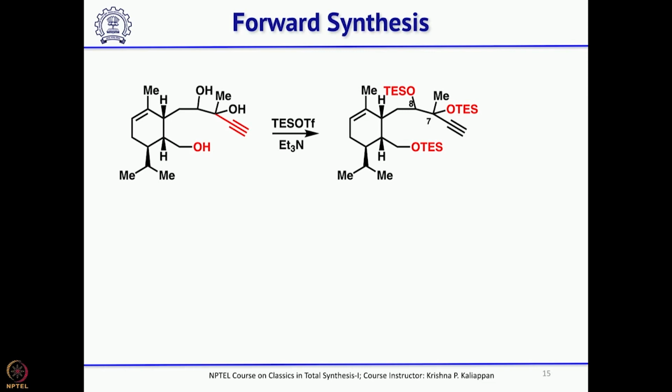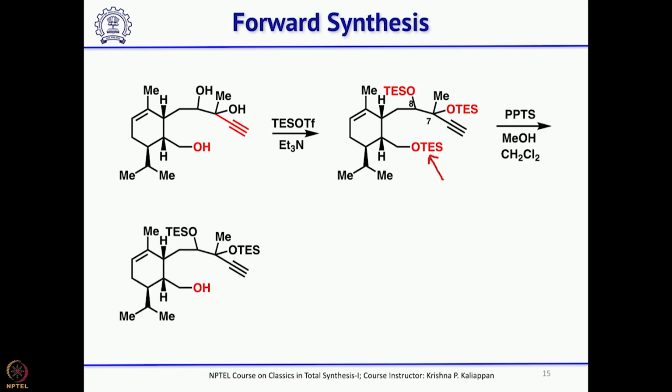Now, once you have this, selectively one can remove the primary TES ether. Primary TES is labile compared to secondary and tertiary. So, this is easily cleaved with PPTS and methanol. Okay. Once you have the primary alcohol, now you need to homologate.